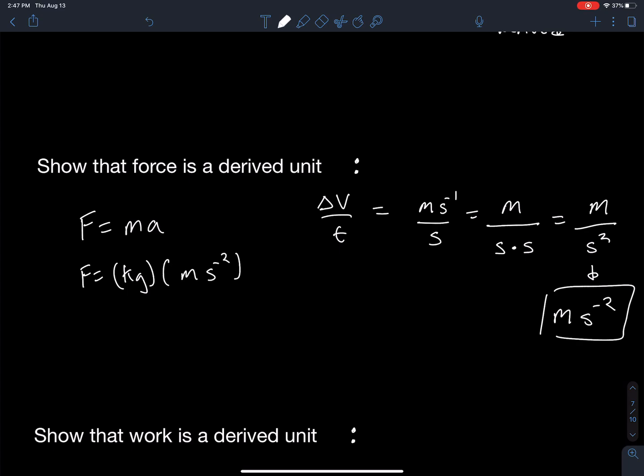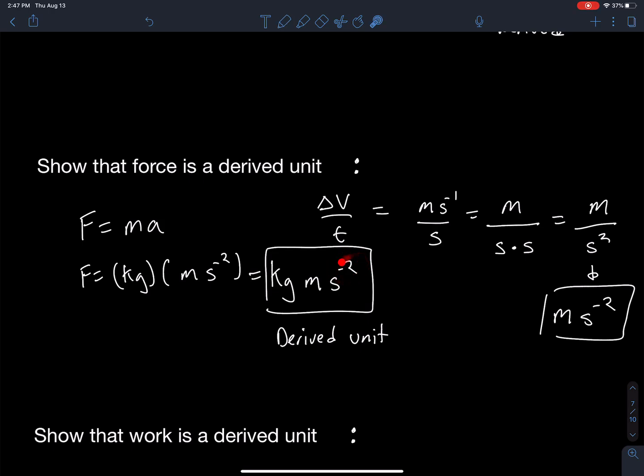And then when I multiply those units together, kilograms times meters per second squared, I get kilograms meters per second squared. That's a derived unit because it's a combination of multiple units, kilograms meters per second squared. And again, notice how I've written the exponent here. It's not left in that fractional form.